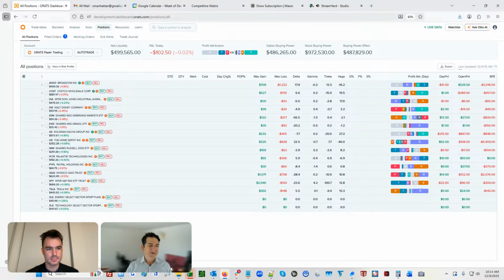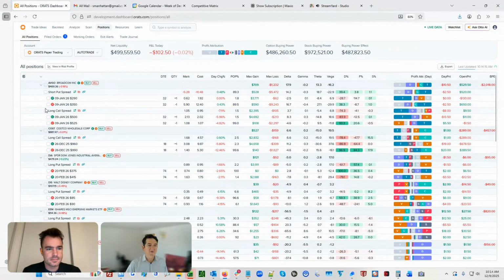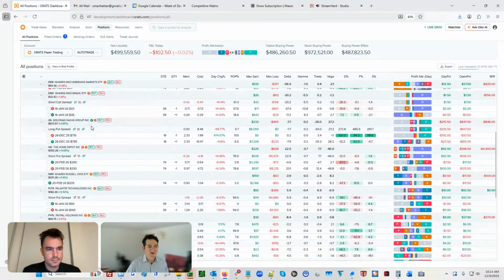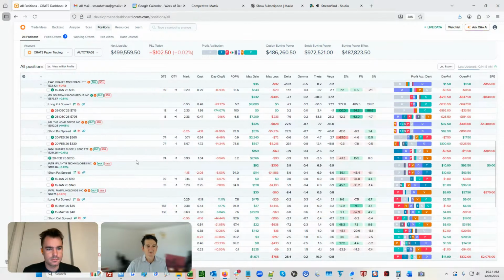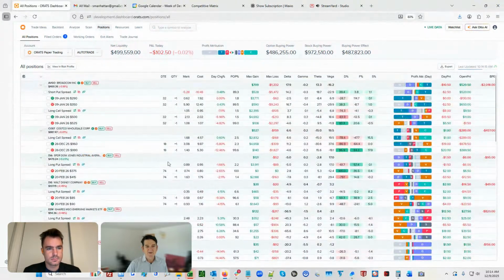So I have a lot of positions on. I'm just testing out our auto trading in paper trading right now. And you can see that I have a ton of different positions, and all different symbols too, right? That's a really critical part here. I have a long call spread and a short put spread in Broadcom, and I have positions all over the place, all different days, 158 days down to 18 days or whatever.